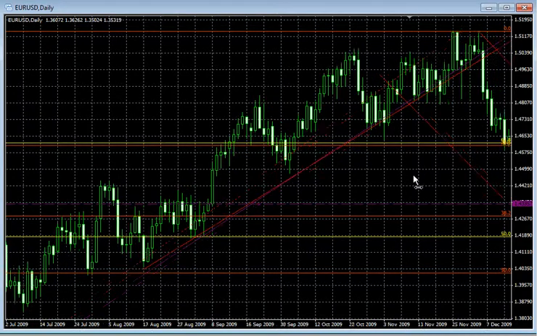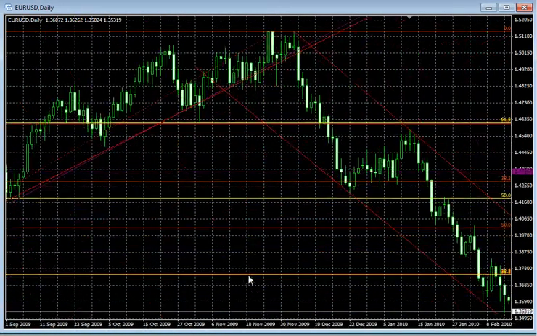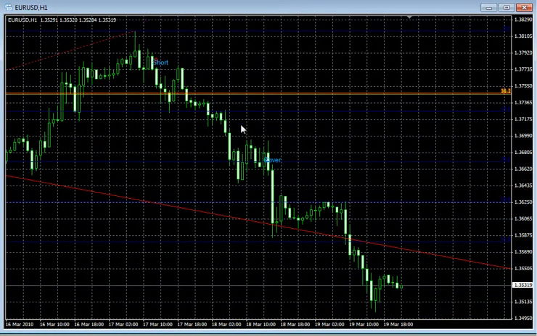I've also drawn a very short-term Fibonacci between here and here, just as another way to back up my decision here. So look at the hourly chart. I'll show you the last trade I made.